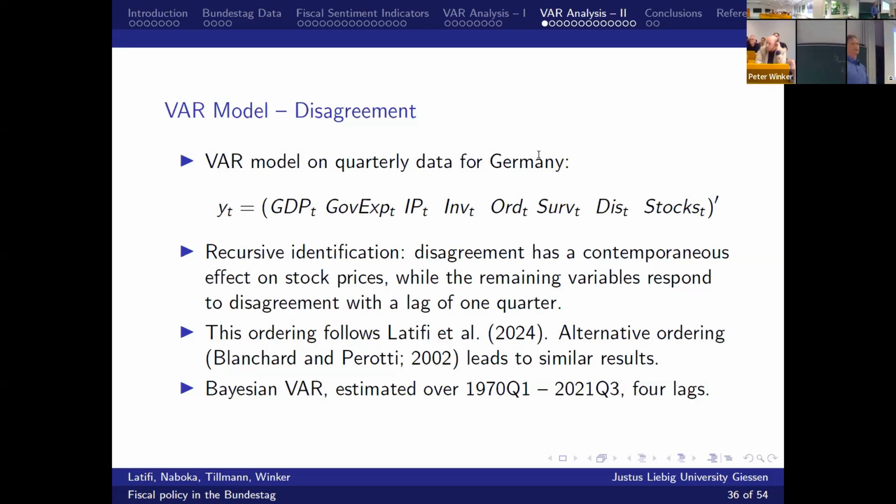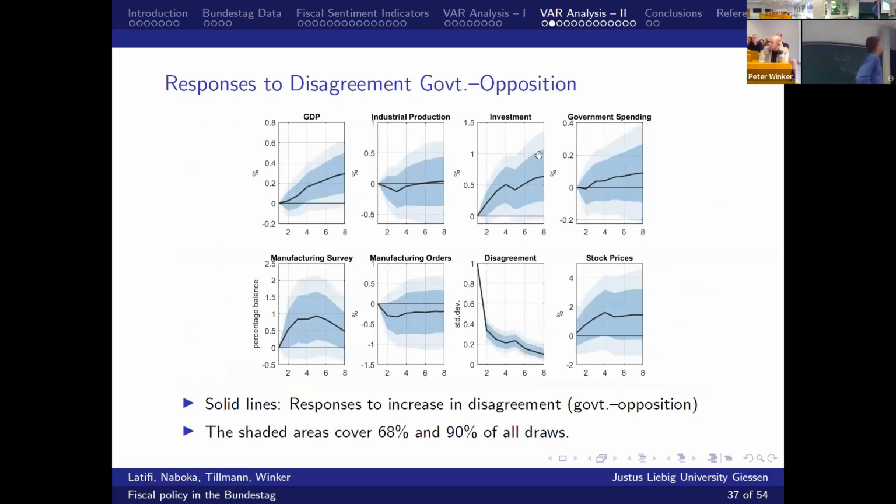But we also tried the ordering proposed by Blanchard and Perotti, and qualitatively the results are, in this regard, quite robust. And then we see again quite strong increase in GDP, well, now based on disagreement. But now we don't have the story about government expenditures, because our indicator says if there's a decrease. Sorry, no, that's government opposition. That might be the case.